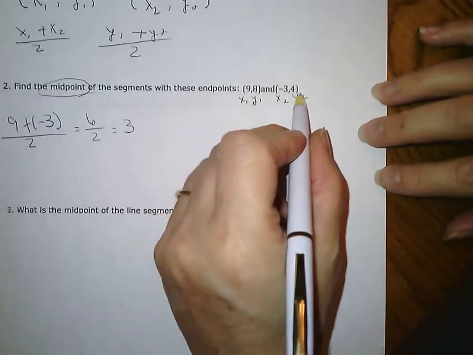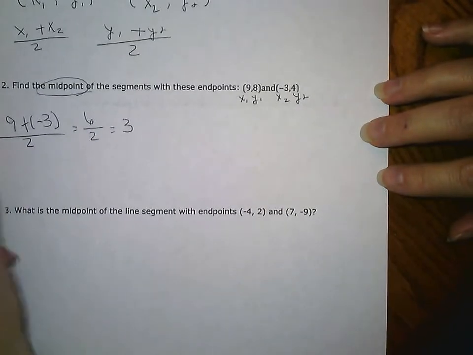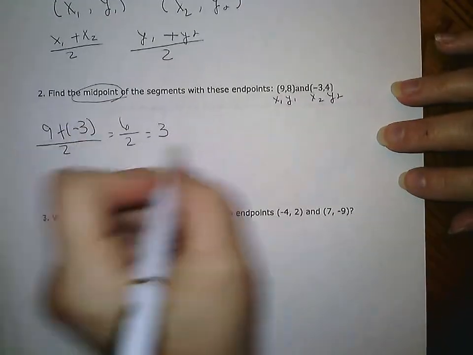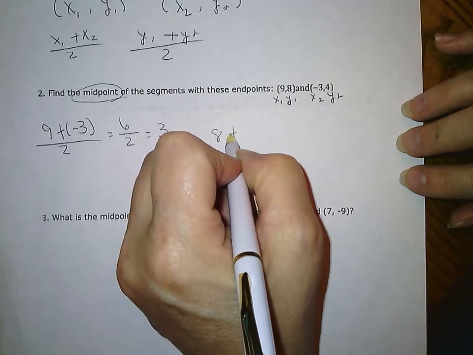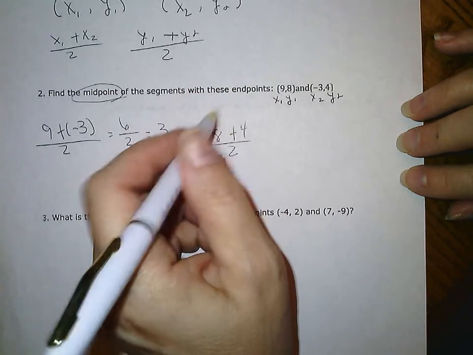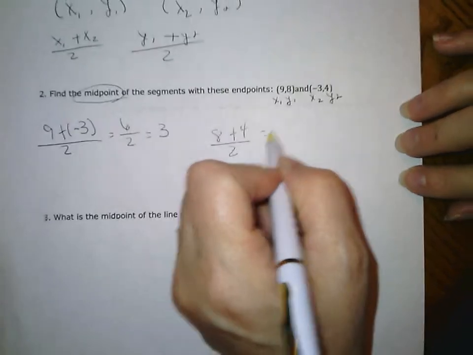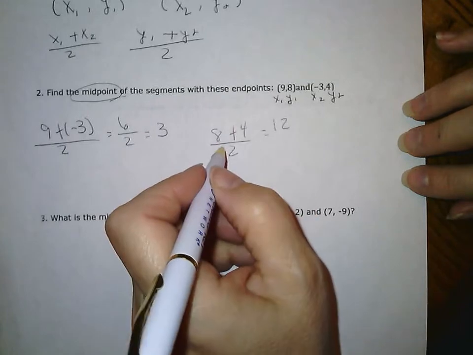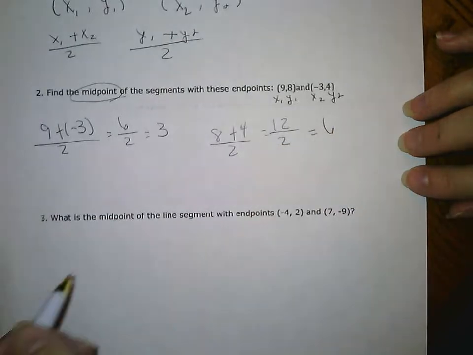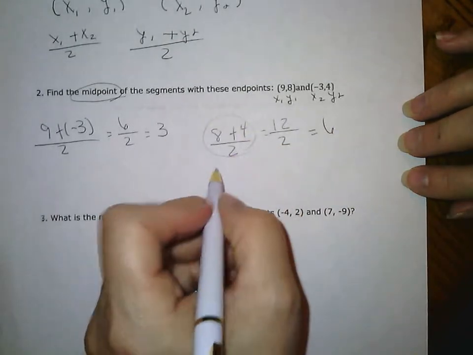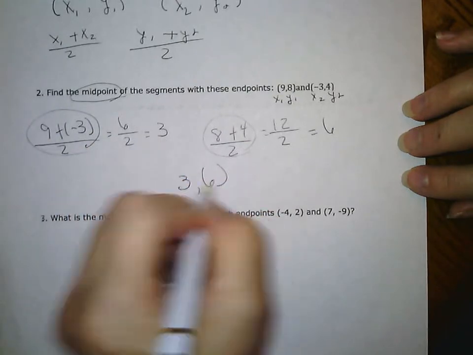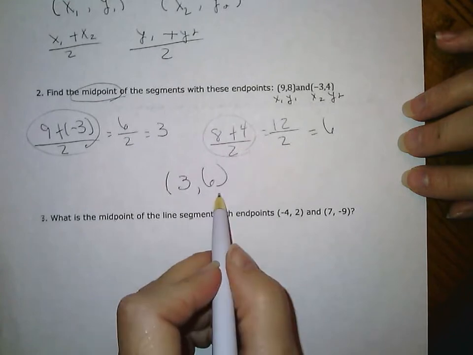This equals 6 divided by 2, which is 3. The second part of this is for the y coordinate, which is 8 plus 4 divided by 2. 8 plus 4 is 12, divided by 2, which is 6. So these are the y's, so they go second. These are the x's, so they go first. And our midpoint is (3, 6).